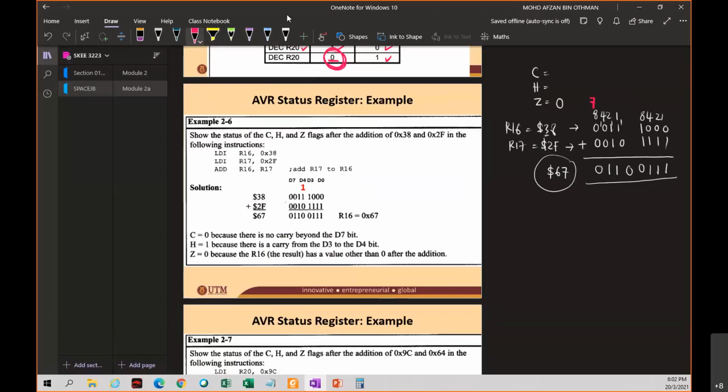So this is your bit 7. Kat sini bit 7 to bit 8, tak ada carry kat sini. So C sama dengan kosong. And then what about the H flag? So H flag kita akan tengok daripada bit 3 ke bit 4. Since after penambahan bit 3, you got a carry there, so what happen? H sama dengan 1.